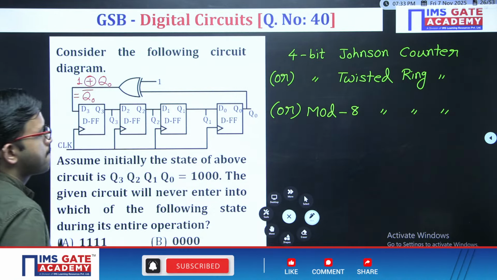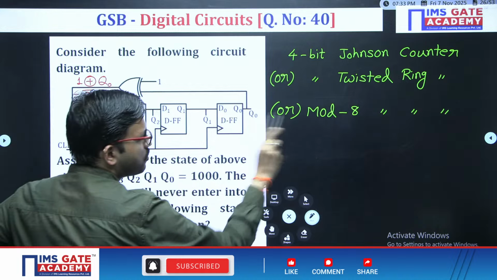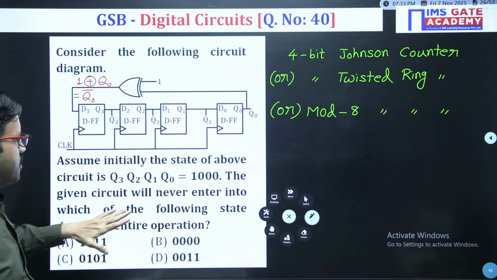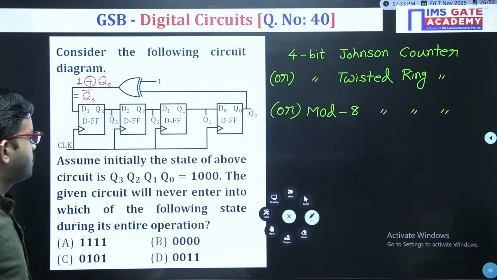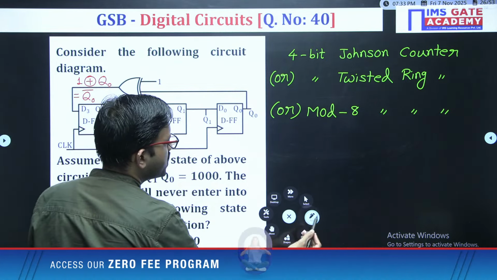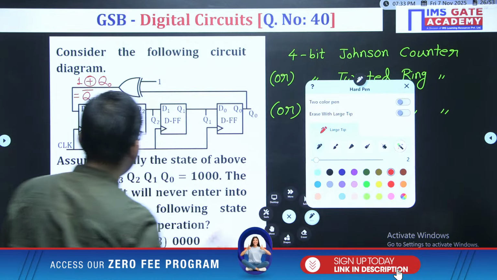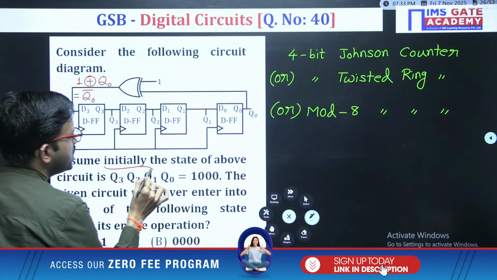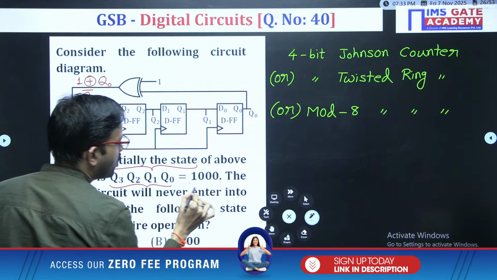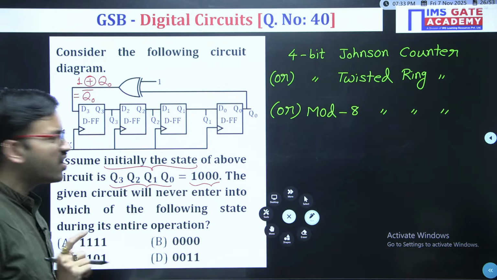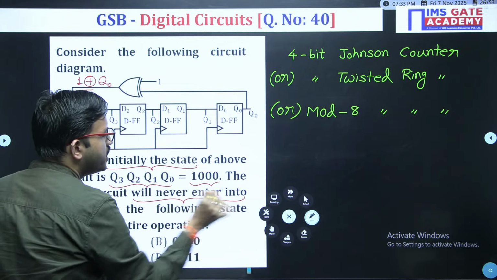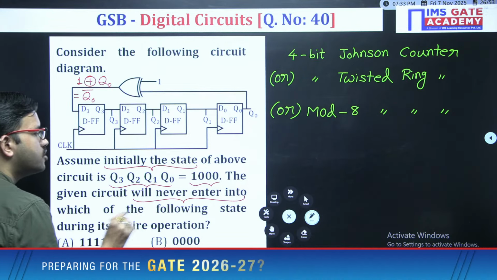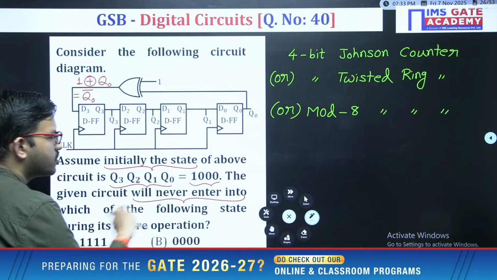Right. Now we understood that the mod value is 8. Now what is the question? You have the initial state like this. For this particular circuit, the initial state they have given is 1000. What are they asking? The given circuit will never enter into which of the following states.